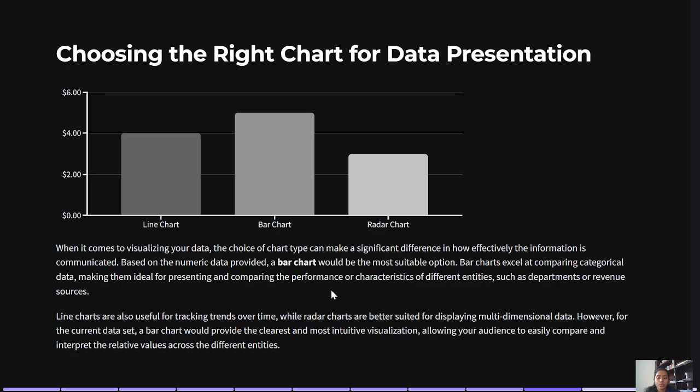Line charts are also useful for tracking trends over time, while radar charts are better suited for displaying multi-dimensional data. However, for the current data set, a bar chart would provide the clearest, most intuitive visualization, allowing your audience to easily compare and interpret the relative values across the different entities.